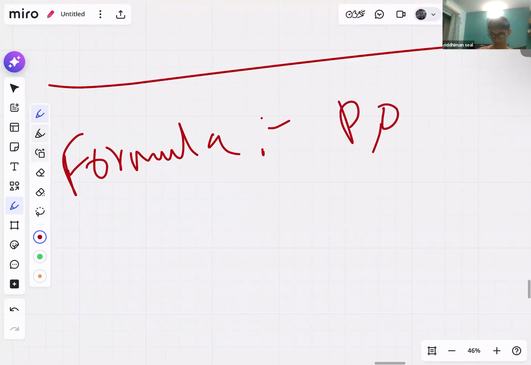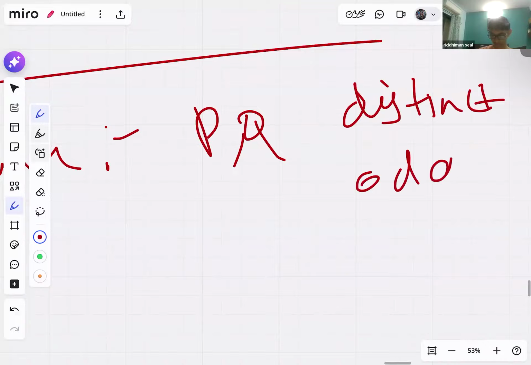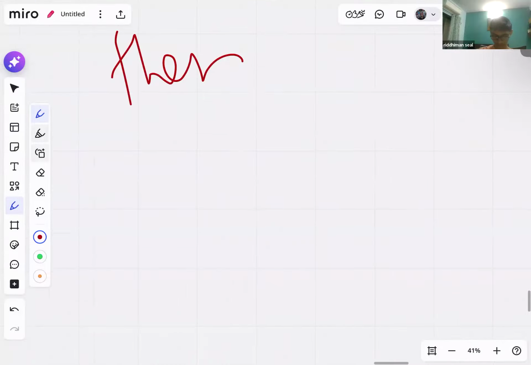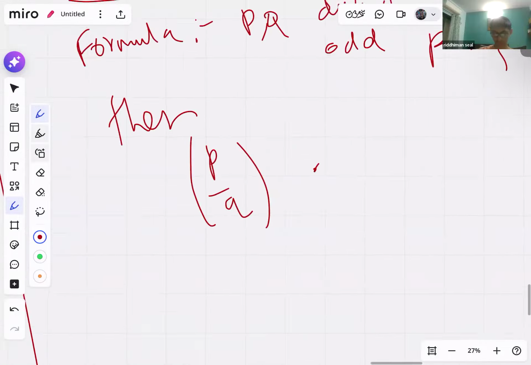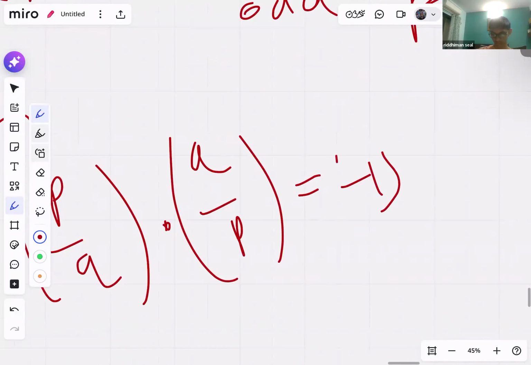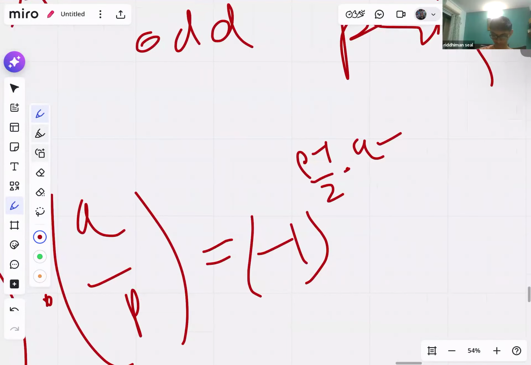If p and q are two distinct odd primes, then the Legendre symbol of p with respect to q times the Legendre symbol of q with respect to p is (-1) to the power (p-1)/2 times (q-1)/2.